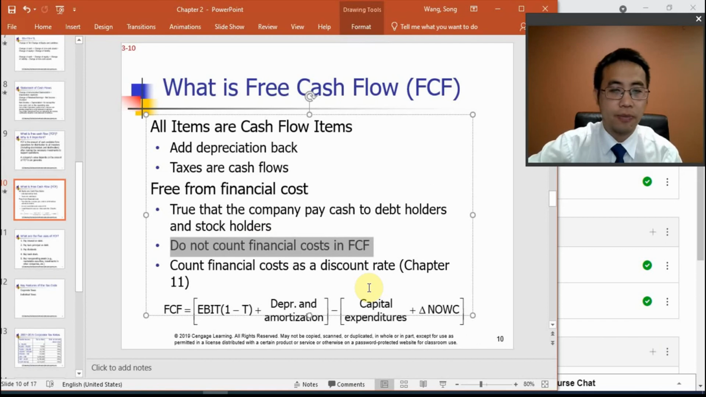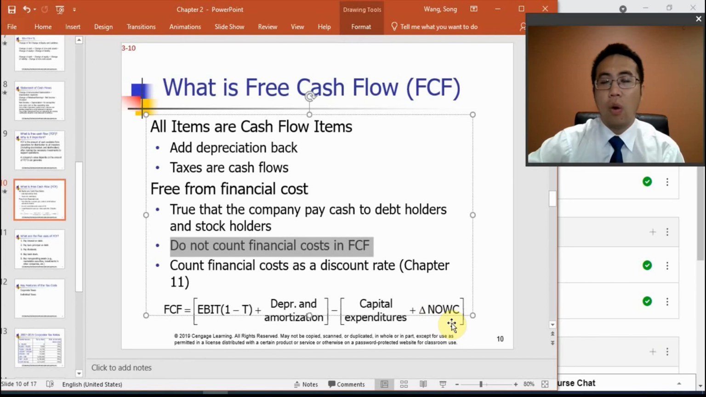So the free cash flow here equals EBIT times 1 minus tax rate. As you can see, no interest is deducted here because it's free from financial cost. And also we need to add back depreciation to recoup the non-cash effect. Of course, it's after the necessary investment, so we need to deduct the capital expenditure. And also what we deduct here is the net operating working capital.